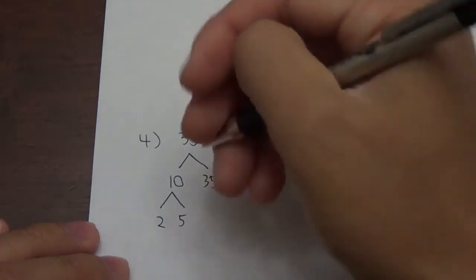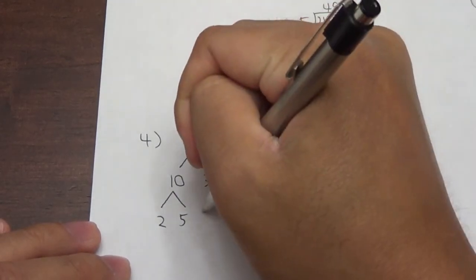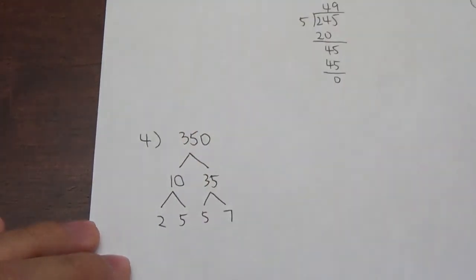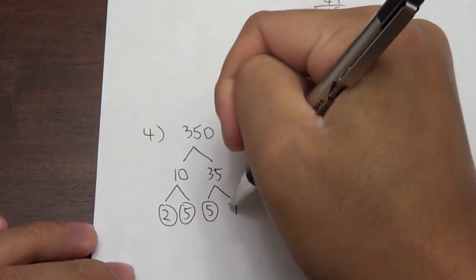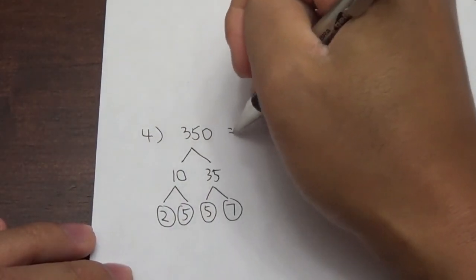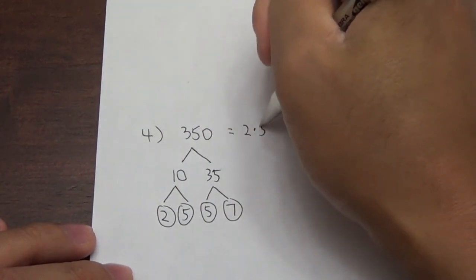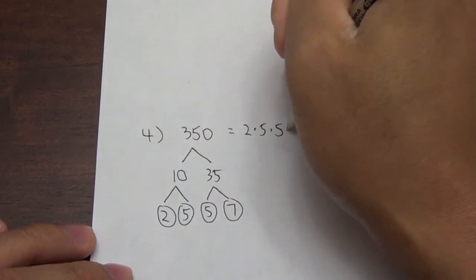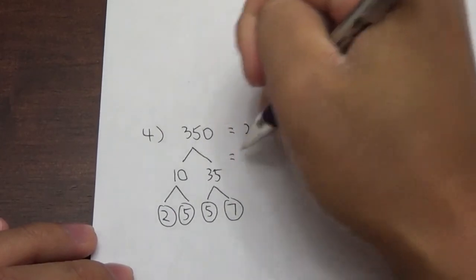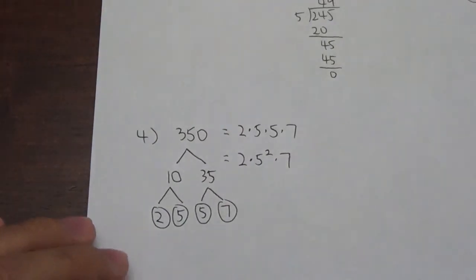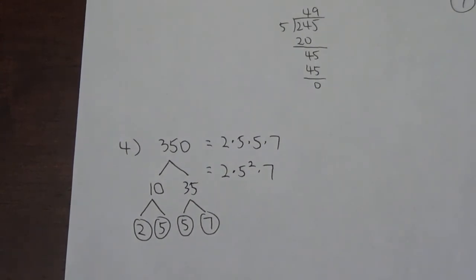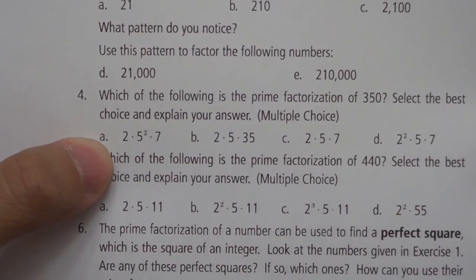Alright, so 35, using my times table, I know that's 5 times 7. And that leaves me with the prime numbers 2, 5, 5, and 7. So that equals 2 times 5 times 5 times 7. Write it in exponential form. I get 2 times 5 squared times 7. And looking at the choices, that is choice A.